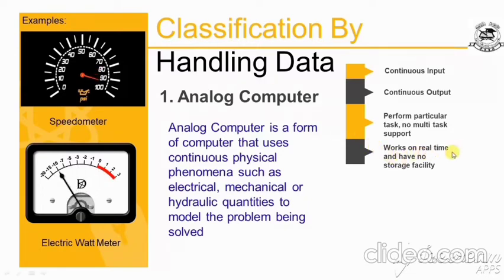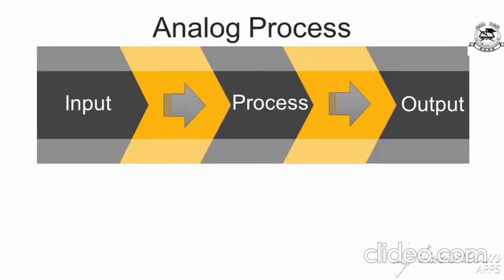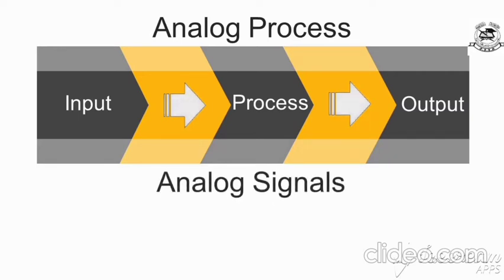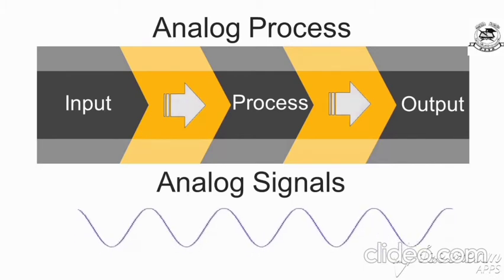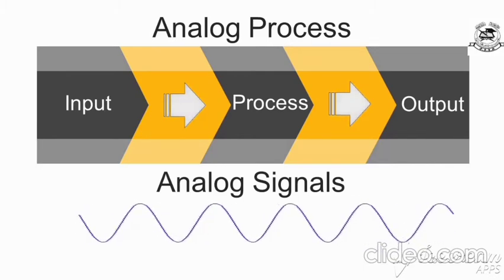It works on real time and have no storage facility, which means that you cannot store data in analog computer. This is the analog process: input, process, and output. The analog signals are like these strings.